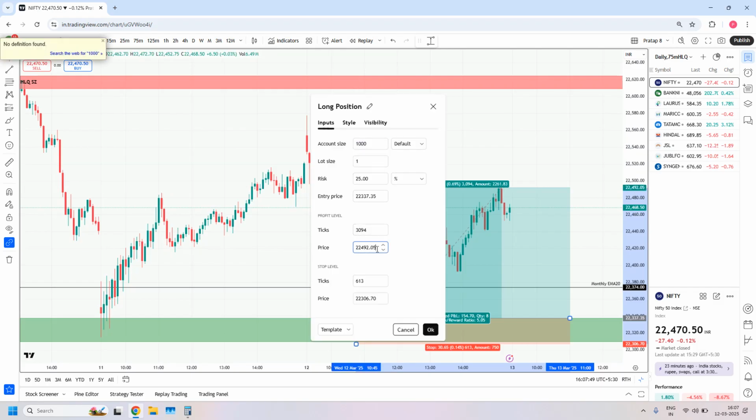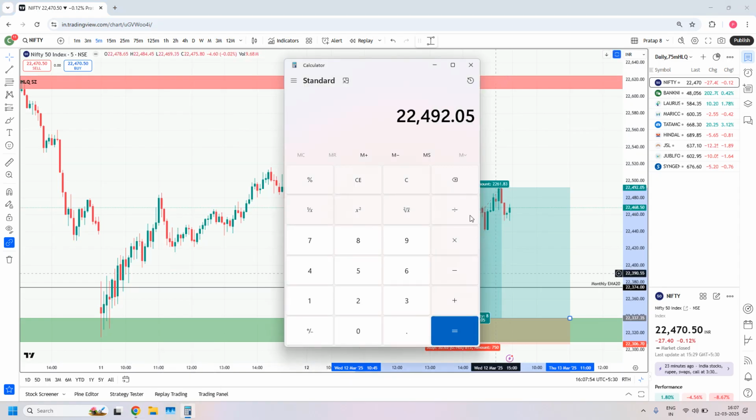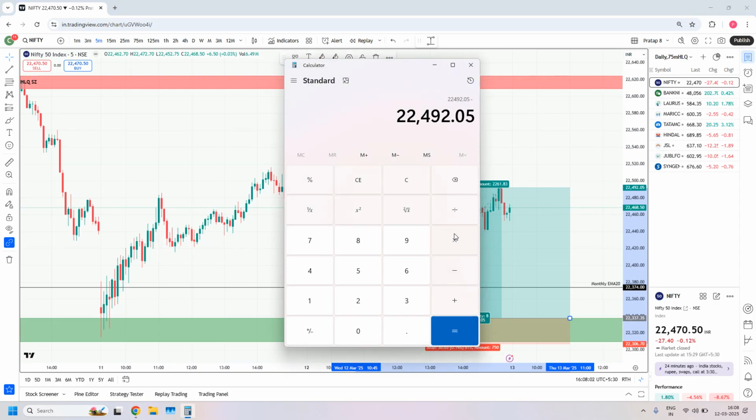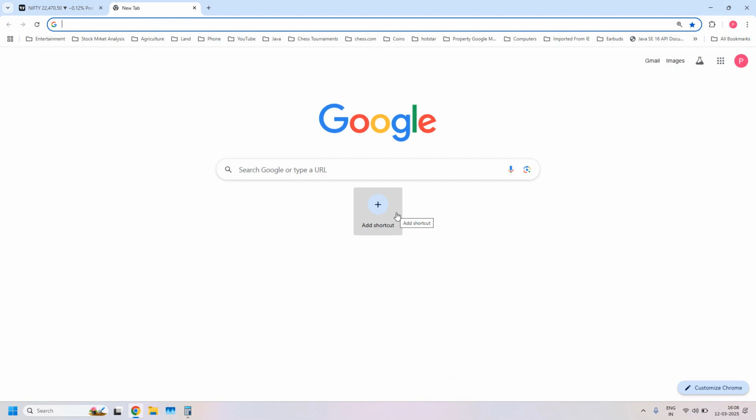Our profit level 22,492 minus our entry 22,337. The difference is 154.7, so nearly 155 points move it gave you. What is the Nifty margin cost? 75 is the lot size.